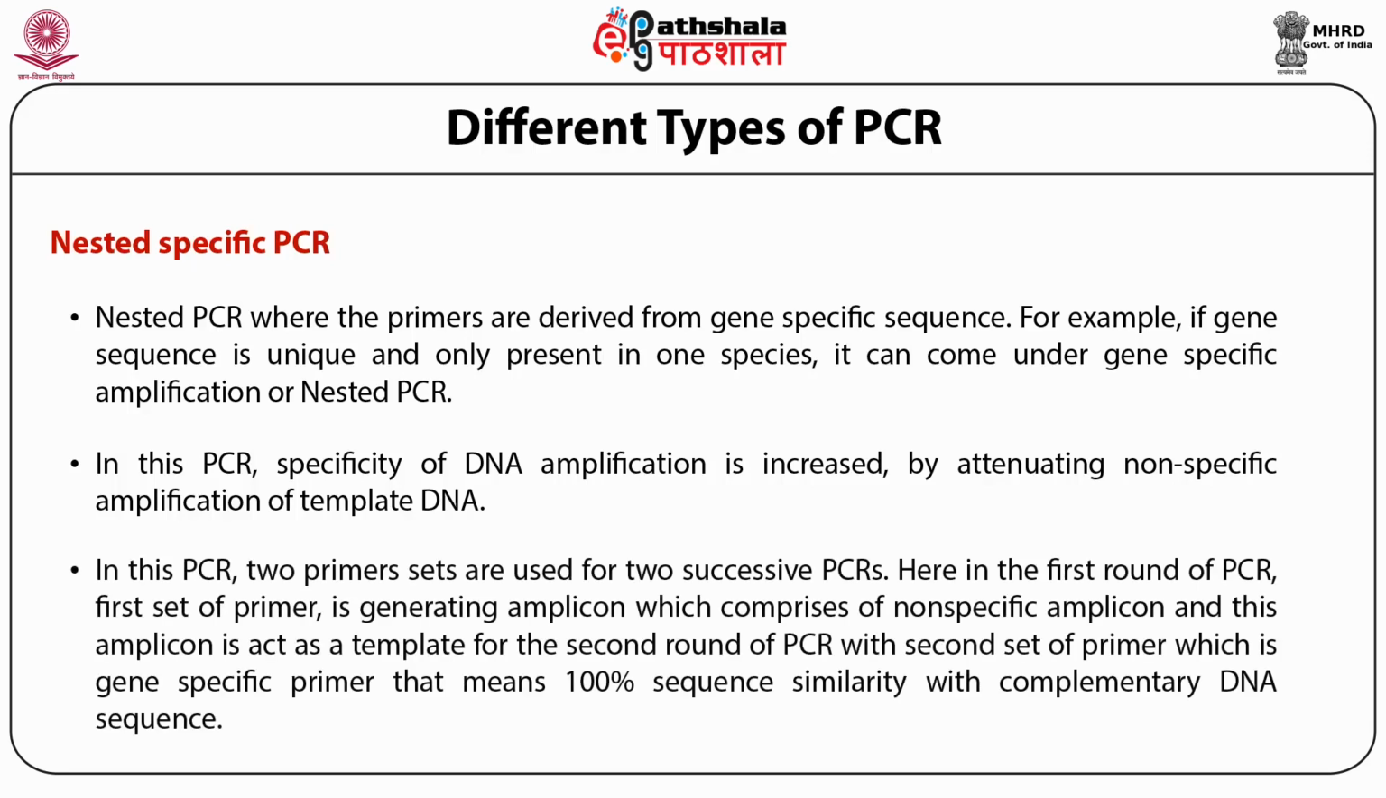In this PCR, two primer sets are used for two successive PCRs, where in the first round of PCR, the first set of primers generates an amplicon, which comprises non-specific amplicon, and this amplicon acts as a DNA template for the second round of PCR with the second set of primers, which are gene specific primers. That means the primer has 100% sequence similarity with the complementary DNA sequence.